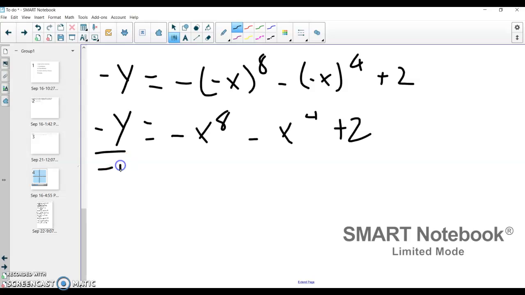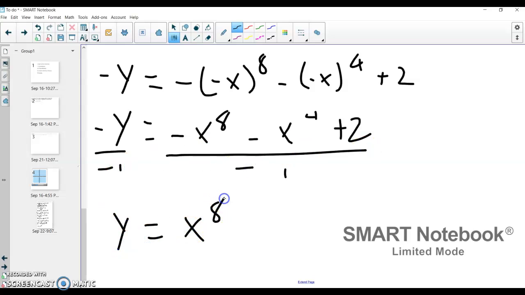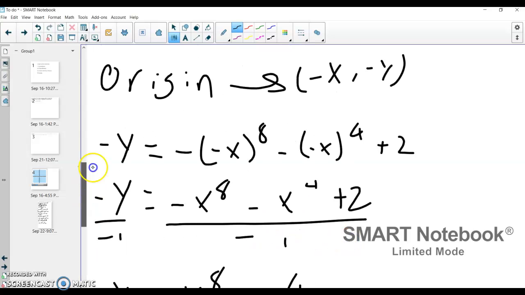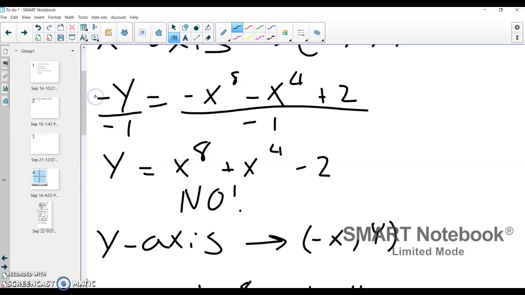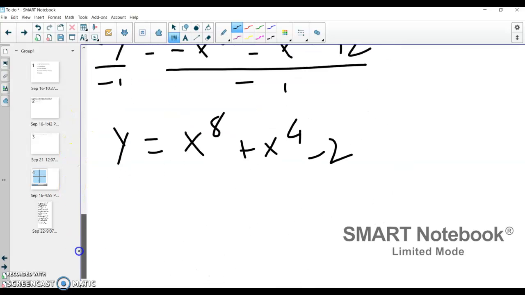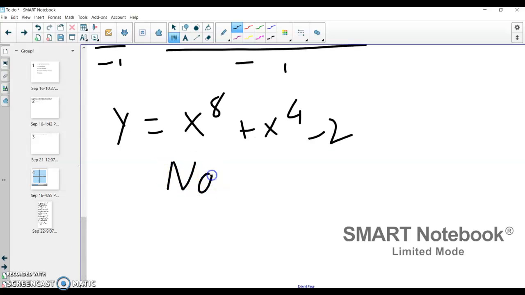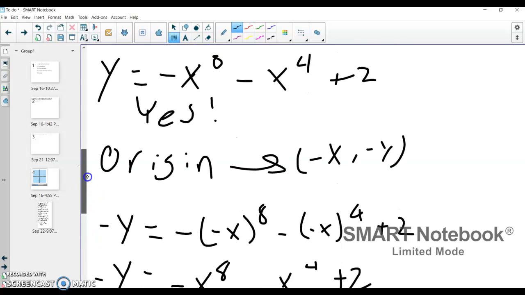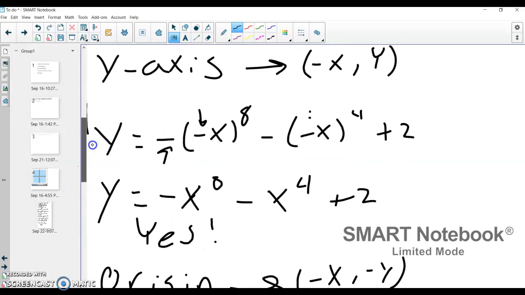Now I'm going to divide everything by negative 1, and I get y equals x to the 8th plus x to the 4th minus 2. And again, that's like what happened in the x-axis one here. That is not the same as the original, so it is a no to the origin symmetry. And the only symmetry it has here would be the y-axis right here.